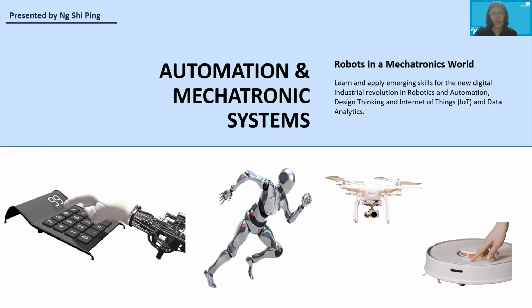You will also learn how an industrial robot works and the design control chain behind it. We will then be focusing on the pneumatic control mechanism of robots and how it works. If you decide to choose our Automation and Mechatronics System course, you will learn the emerging skills needed for this new digital revolution in robotics and automation, design thinking, Internet of Things, and data analytics.